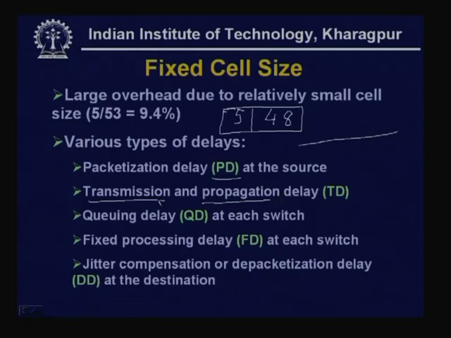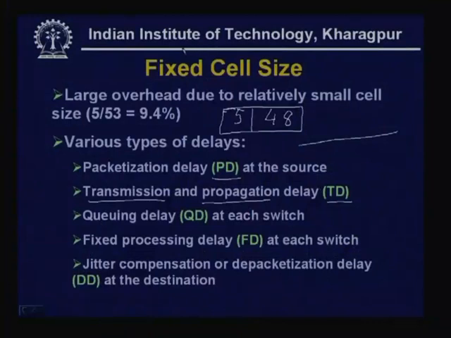These two are added, where the propagation time is more significant than the transmission time, and this is known as the TD or transmission delay. Then there is the queuing delay at each switch. Whenever packets arrive at a switch, several such packets may arrive from different sources simultaneously. As a result, there will be some delay in serializing or queuing the packets. This is known as QD.